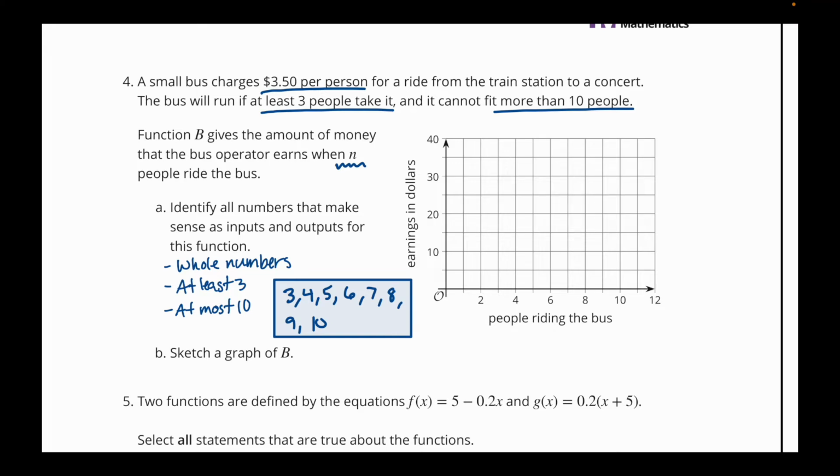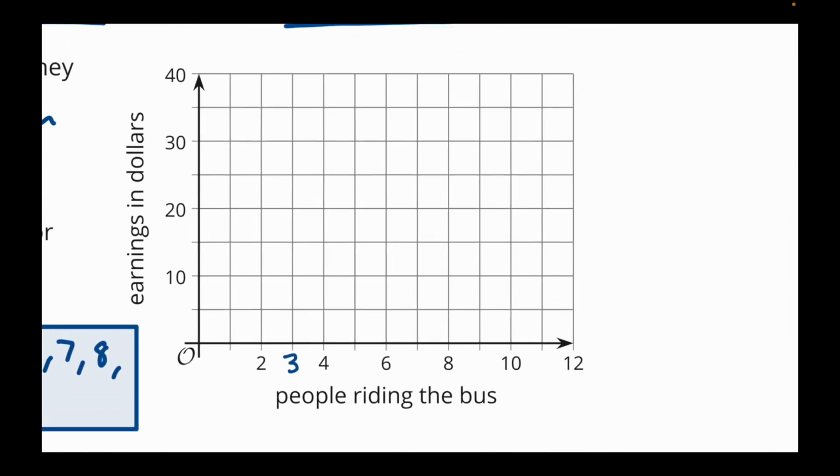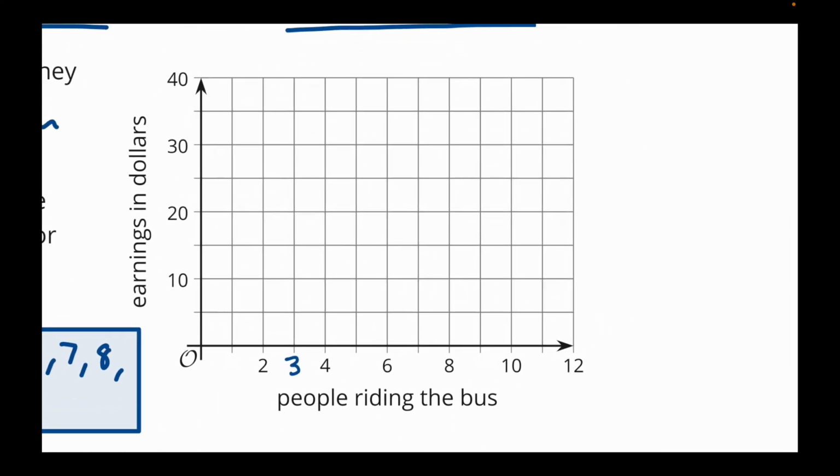So at 3, we're going to plug 3 in to our equation. Well, we actually don't have an equation written here, but we need 3 people. So we're going to take 3.50 and multiply that by 3. And if you plug that into a calculator, I believe that gives you $10.50. So if we have 3 people, that's going to be right here down at the bottom in the middle of that 2 and the 4. And like I said, that should be $10.50. It's going to be right about here.